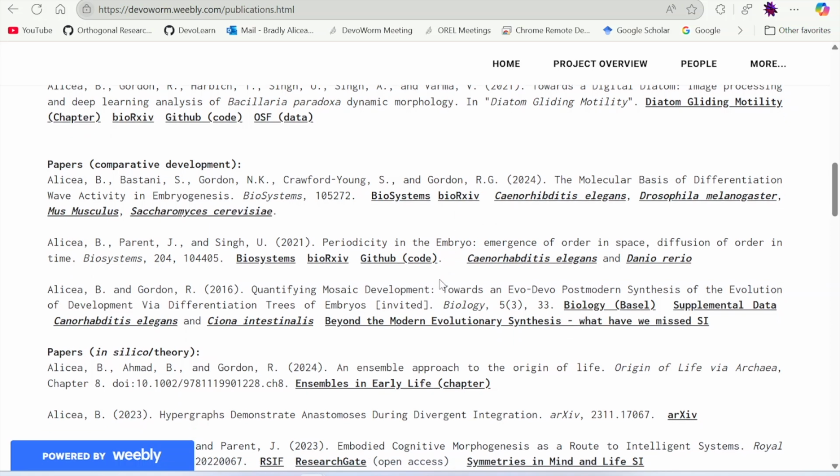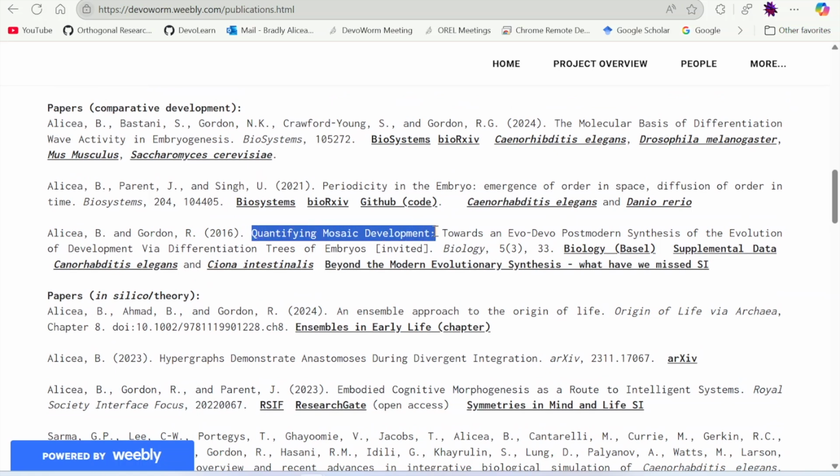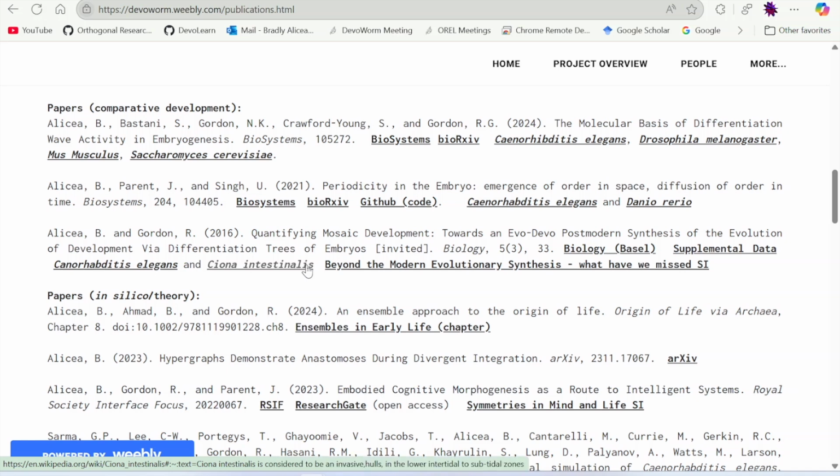And so this paper here from 2016, Quantifying Mosaic Development, is a paper that Richard Gordon and myself worked on. And we have a lot of supplemental data in that paper. And quite frankly, a lot of ideas that we've kind of forgotten about because this was almost 10 years ago. This paper was sort of a comparison, or at least a dual analysis of C. elegans, our nematode, and Ciona intestinalis, which is a sea squirt, a marine invertebrate. So this was published in the journal Biology, Basel.